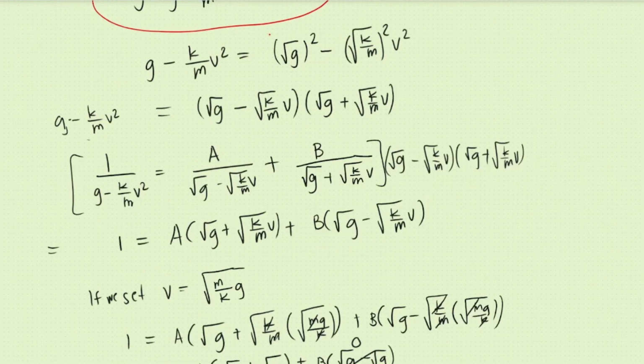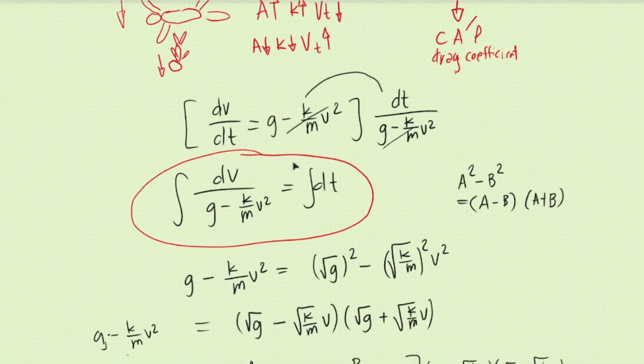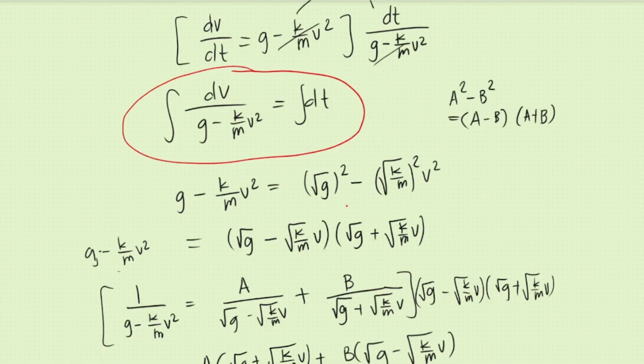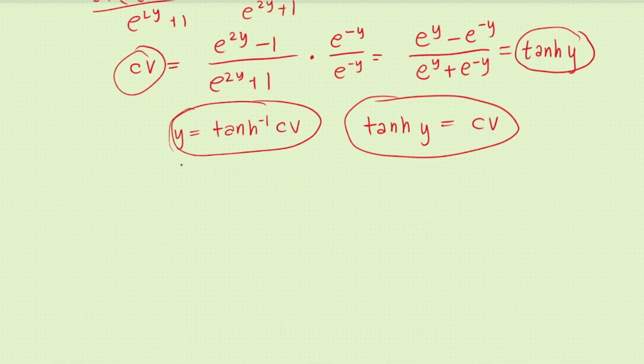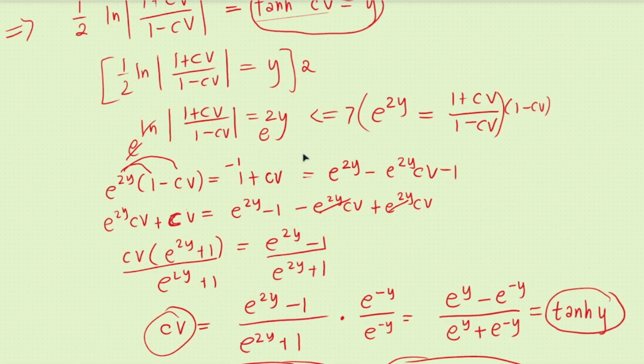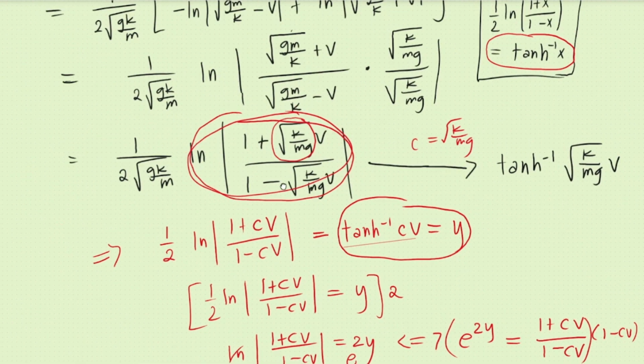So we'll write this integral again, we'll write this down for you to remember. This is the integral of dv over g minus k over m v squared is equal to the integral of dt. This was our original integral. So our answer for here is actually the left-hand side of the equation. Our answer was this one, but we just simplified it to make it in this form, the inverse hyperbolic tangent.